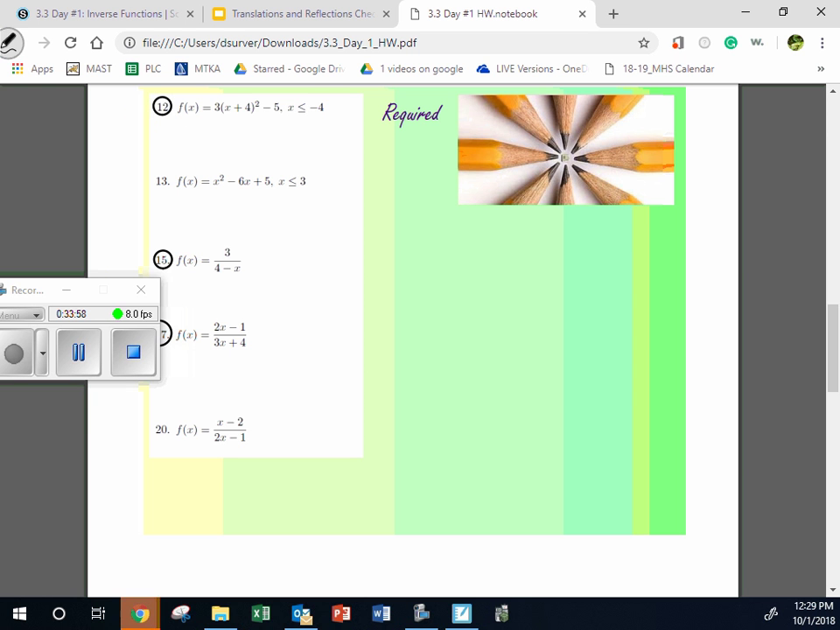Skip 13. They're unluckies anyways. We can skip 15. That's too easy. I think you should do 17. That's one of those evil kind where there's an x on the bottom, and so you'll have to do a little more work when you do the swap and you try to solve for y.